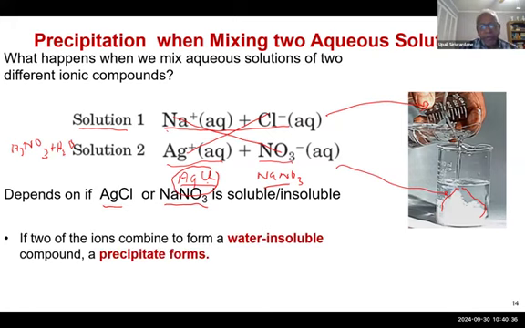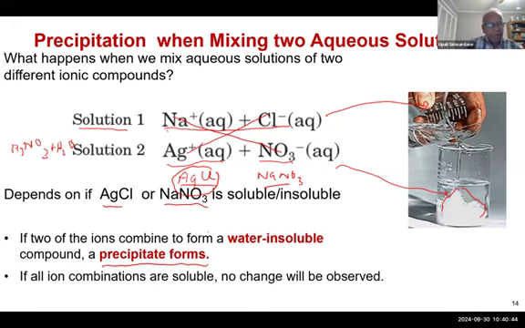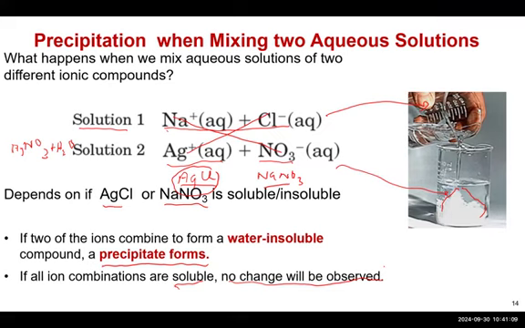If two ions combine to form a water-soluble compound, precipitate is formed. If all ions are soluble, no change will be observed. There's no precipitation reaction. Therefore, when you mix two ionic compound water solutions, you have to look into the combinations formed in the new solution and predict whether precipitate is formed or not.